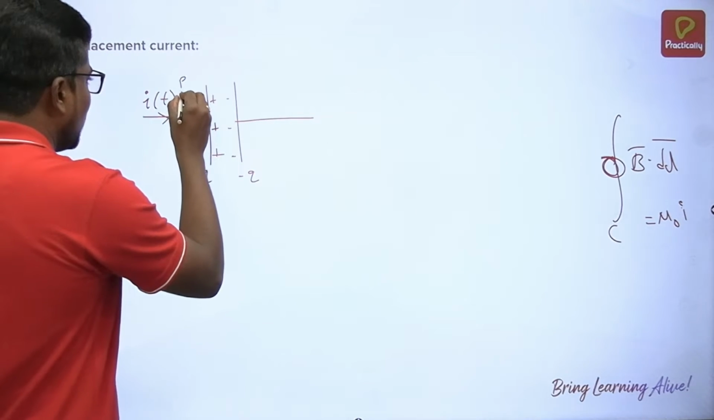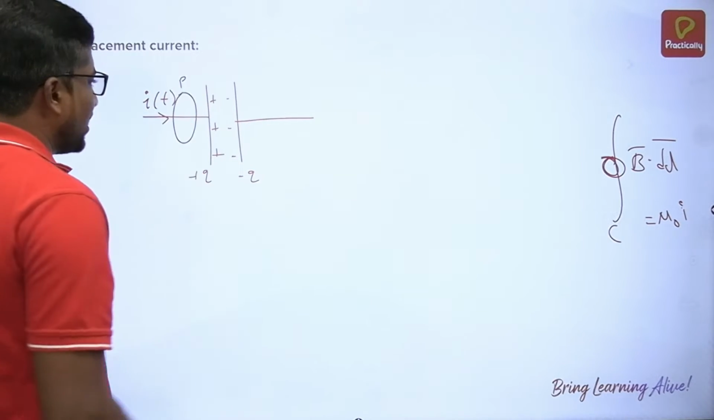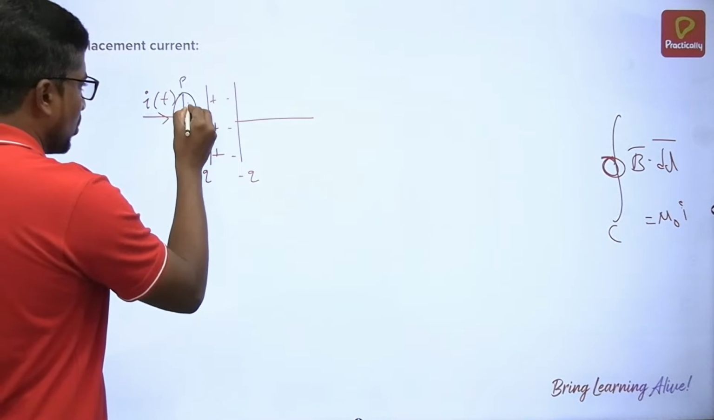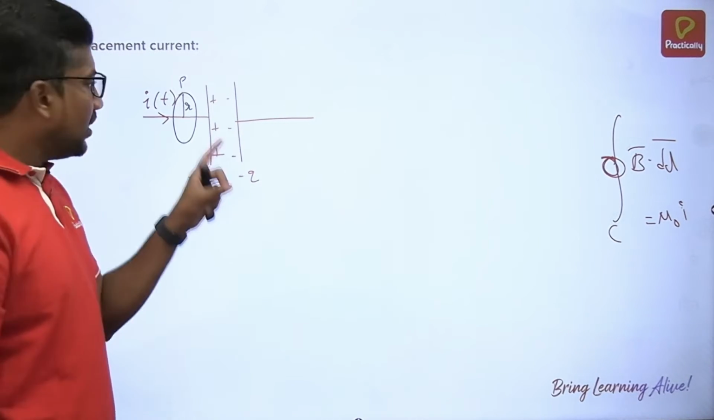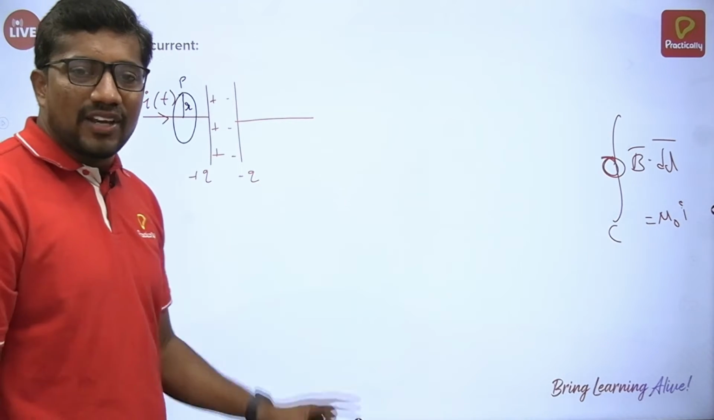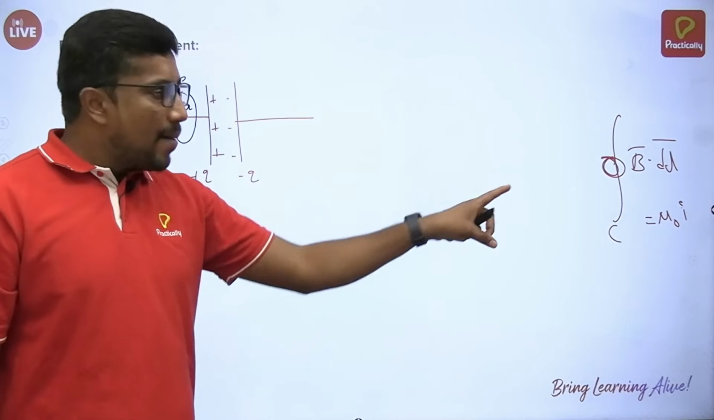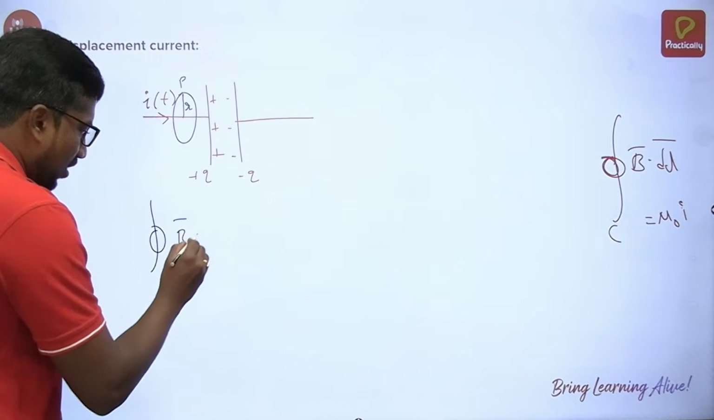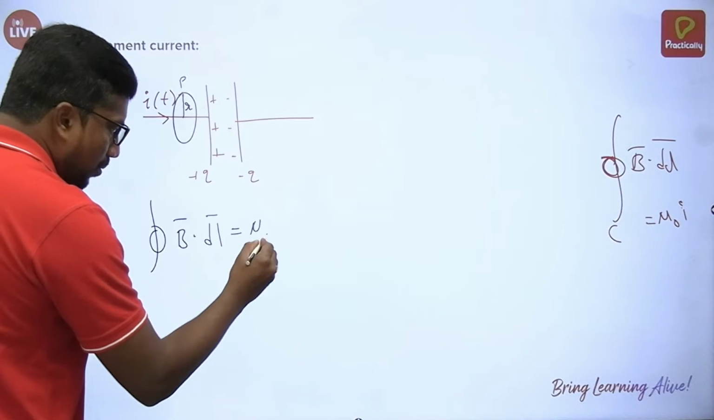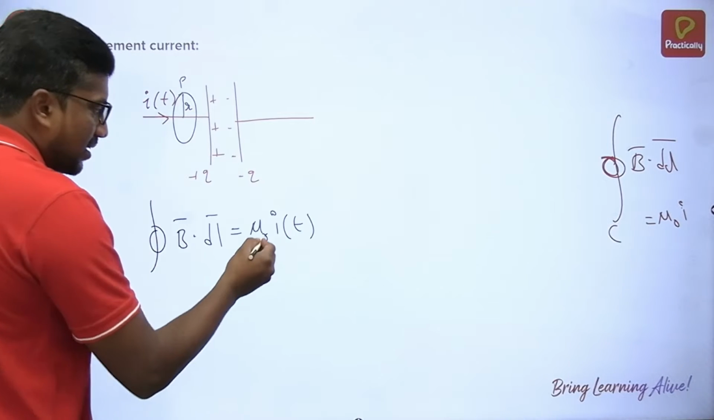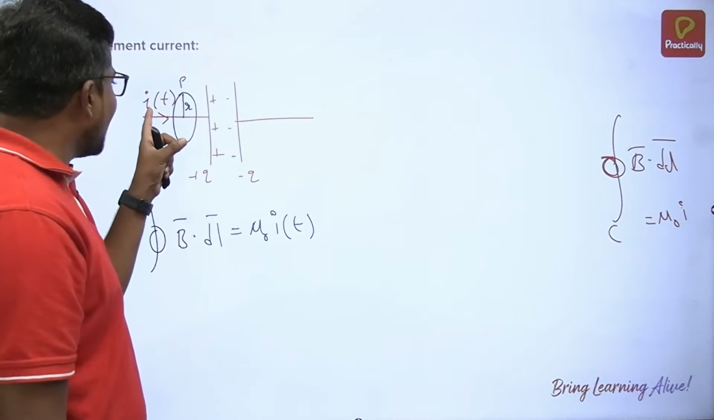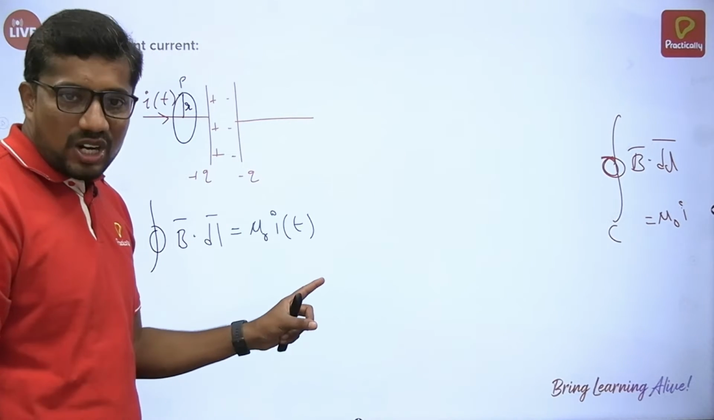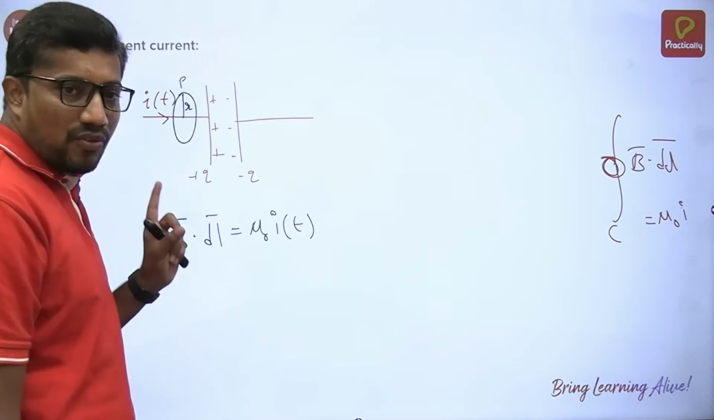Okay, so I am taking a closed loop to apply Ampere's circuital law. Let the radius of this closed loop be small r. Now at point P, we have to calculate the magnetic field. Apply Ampere's circuital law. What is that? The line integral of the magnetic field for a closed path is equal to mu naught times the current threading the loop. So I of t here is the conducting current, which is a function of time, flowing through this wire.